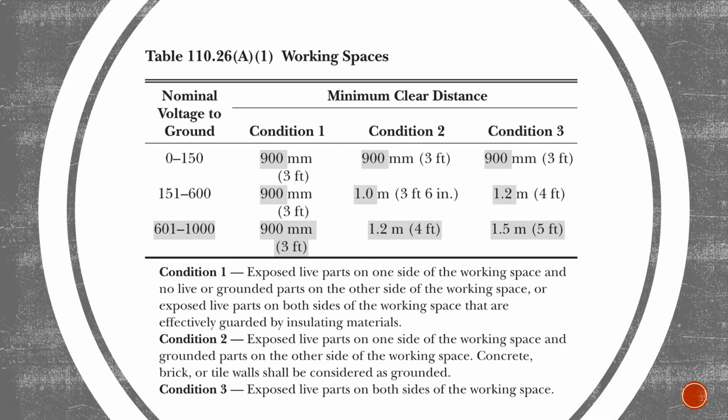Knowing that we have live parts on one side and grounded parts on the other, we read through our conditions, and we would find that that meets the requirements of condition 2. So now we would go to condition 2 in our columns, go down to the middle row, which was our 151 to 600 volts, and we would see we need a depth of 3 feet 6 inches for that working space.